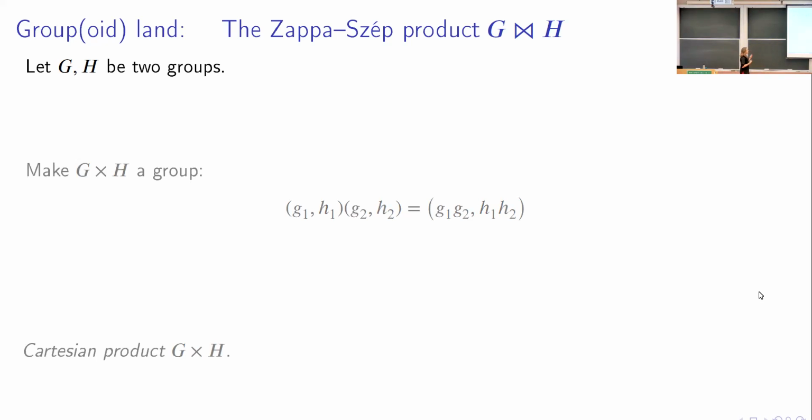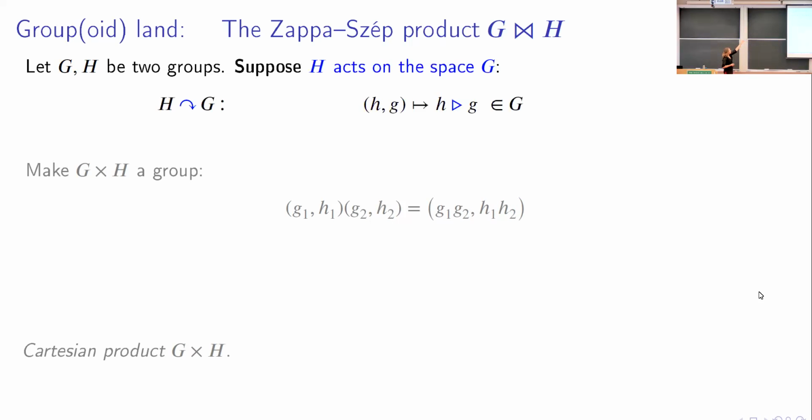Okay, I'm going to take a step back. I still have two groups. But now I also suppose that one of the groups, say H, acts on the left on the space that is G. So forget that G is a group, right? So it's a space and I can act on it. And my little triangle here, this little blue triangle, is pointing at the thing that is being acted on.